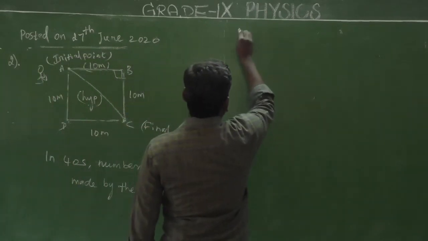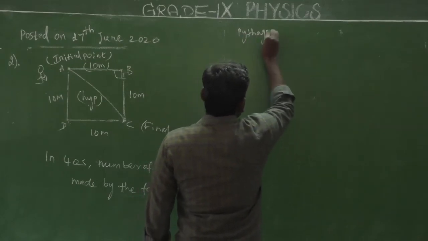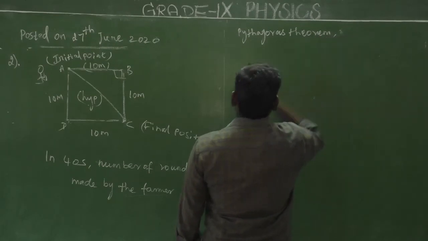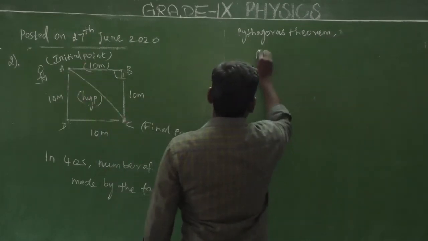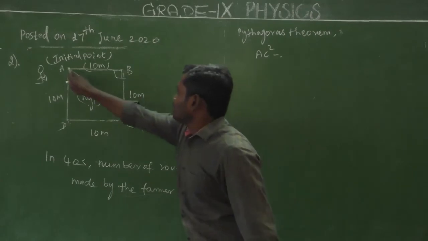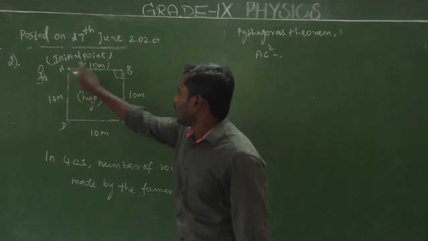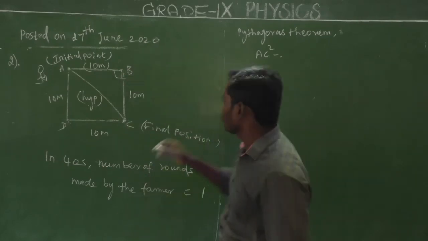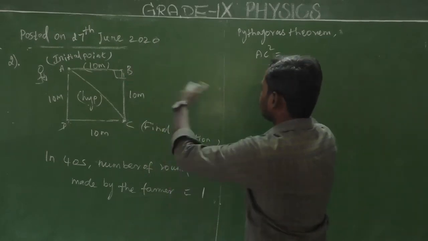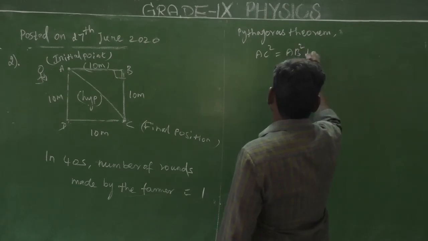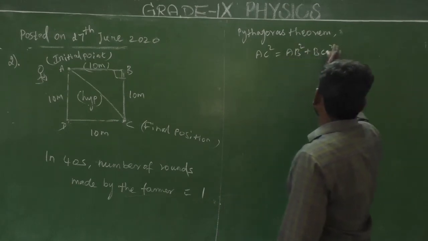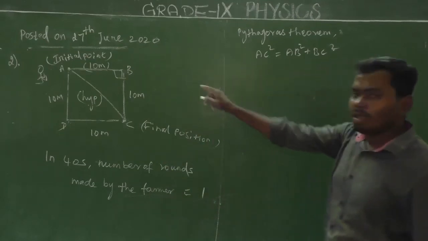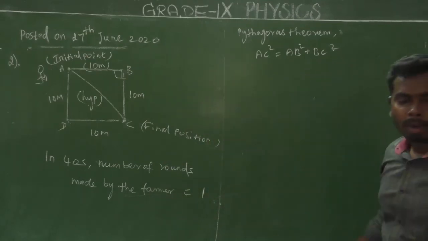According to the Pythagoras theorem, AC square is equal to AB square plus BC square. This is the Pythagoras theorem. So we know the AB value, we know the BC value, but we don't know the AC value.